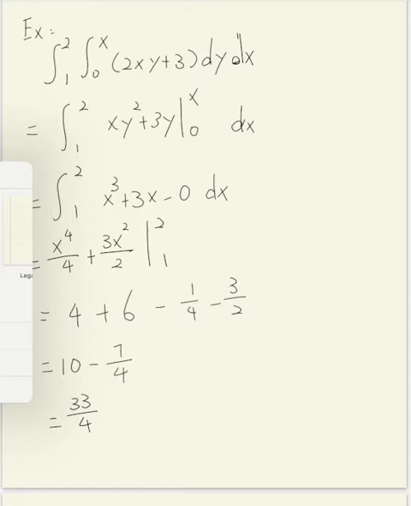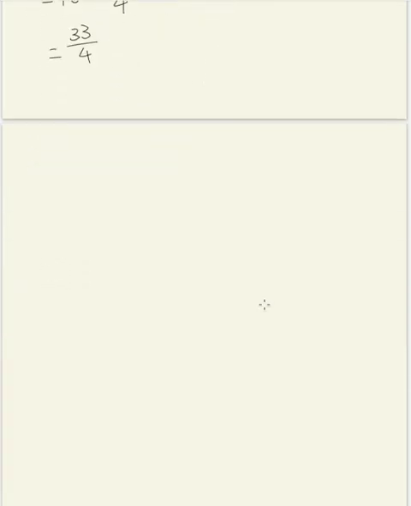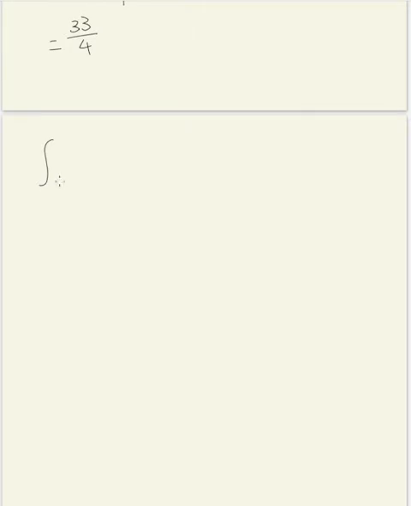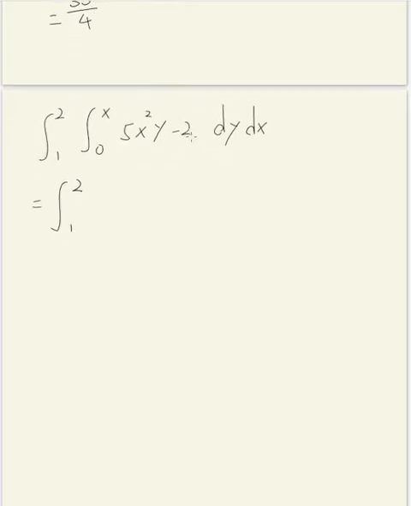All right, let's try another one. Integrate 1 to 2, and then 0 to x, 5x squared y minus 2 dy dx. So we do the same thing. Evaluate this integral first. We get 5x squared y squared divided by 2 minus 2y from 0 to x dx.